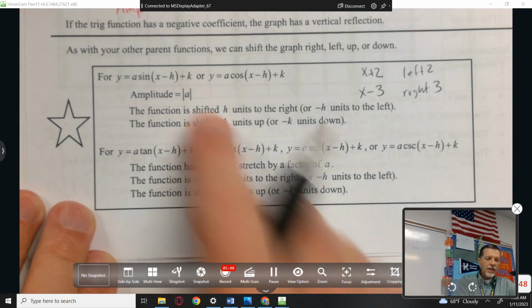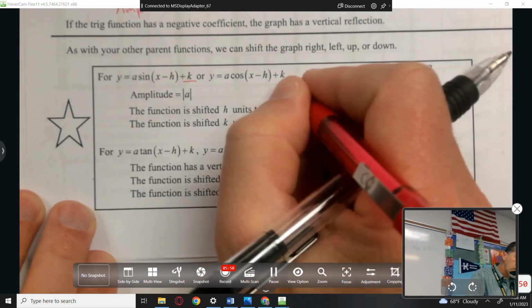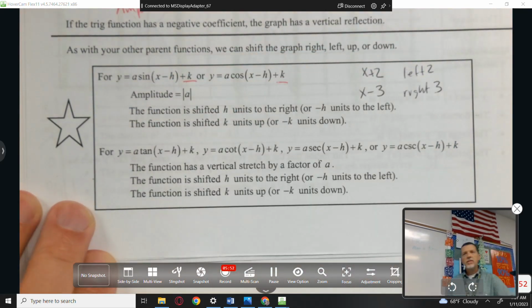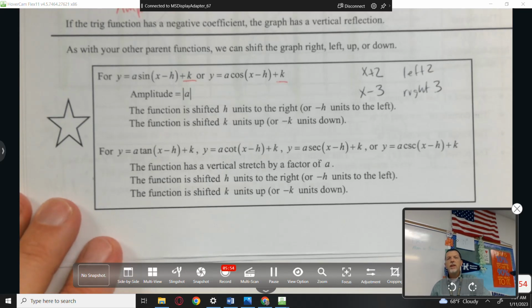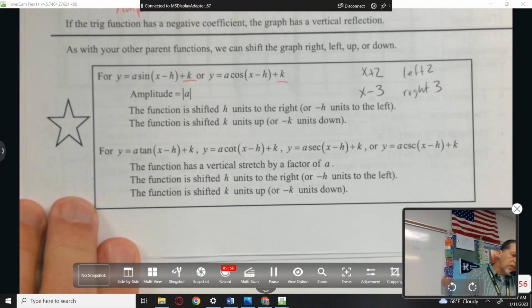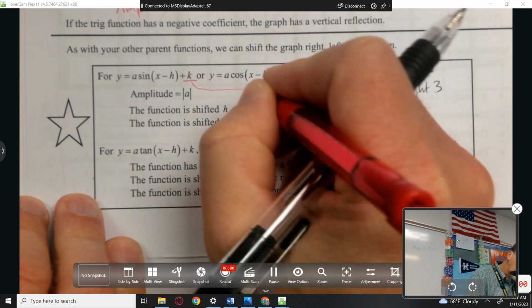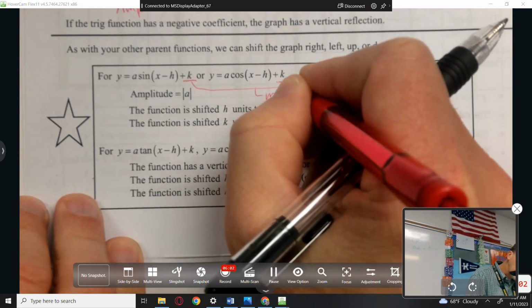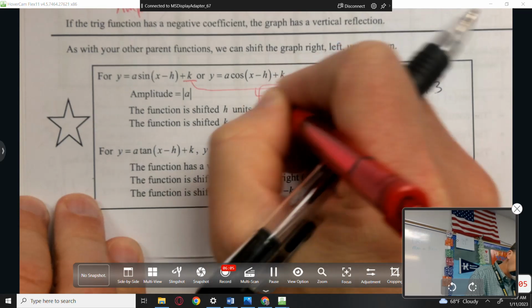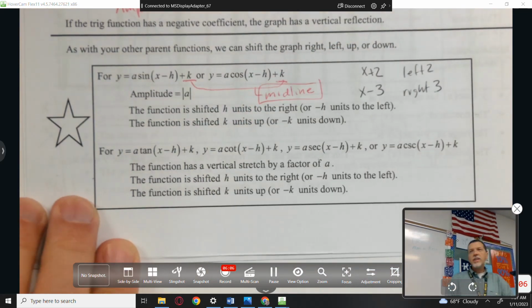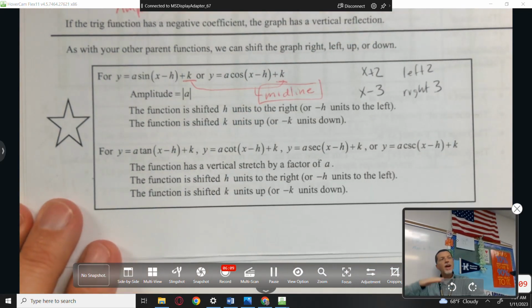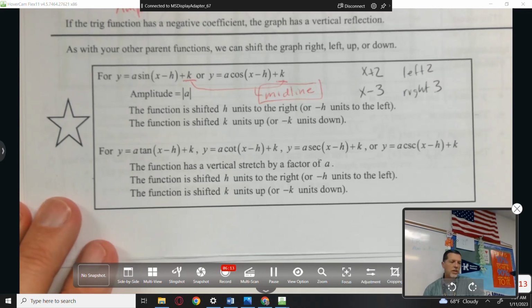And then the k on the end shifts it up or down. Now be careful, k, when it shifts it up or down, you can think of k as the midline. K tells you where that middle is. The sine or cosine does the oscillating, but k moves the whole thing up or down, so k shifts the midline up and down.